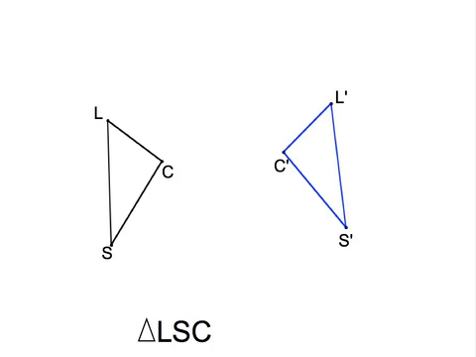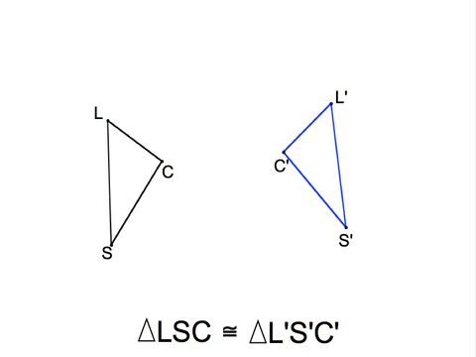We use the same letters, but the accent mark means that they are still two different points, but the original letters are the same because there's a relationship. We say that the vertex at L in the black triangle corresponds with the vertex at L prime in the blue triangle, the same with S and S prime, and the same with C and C prime. We label the blue triangle L prime, S prime, C prime.